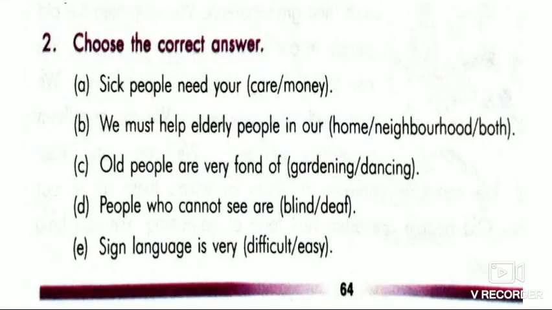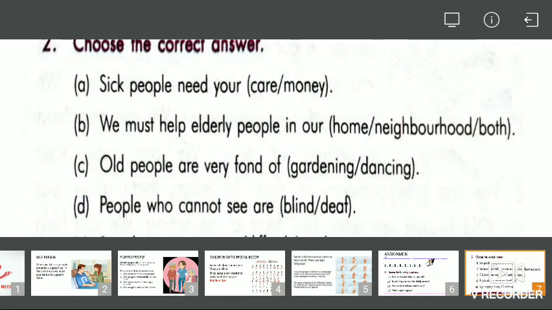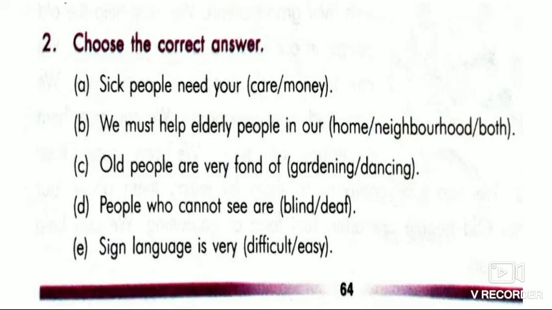And next, choose the correct answer. For those who do not have a textbook, you have to copy them down in your notebook. Number A, sick people need your care. You can put a tick mark on care. We must help elderly people in a home, neighborhood, both. We must all help them. We must help our neighbor. We must help the sick people in our home as well.